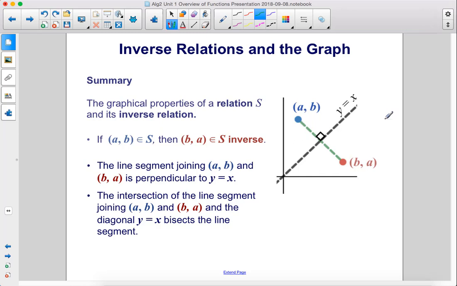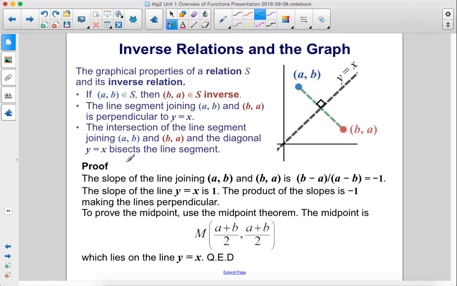Summary. The graphical properties of a relation S and its inverse relation. If (a, b) belongs to S, then (b, a) belongs to S inverse. The line segment joining (a, b) and (b, a) is perpendicular to y equals x. The intersection of the line segment joining (a, b) and (b, a) and the diagonal y equals x bisects the line segment. So this length is equal to this length.